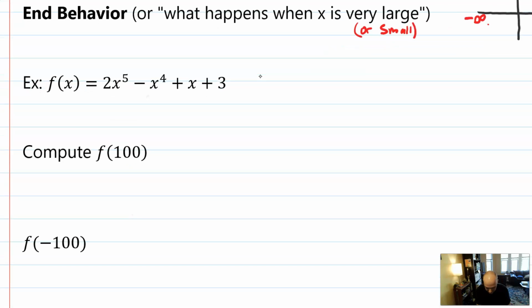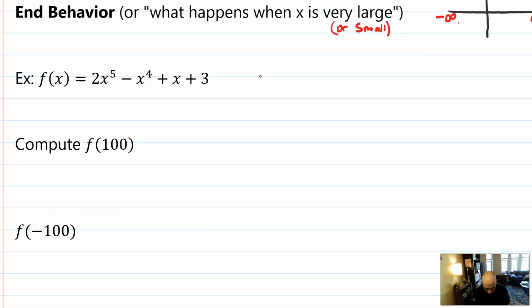So here I have a fifth degree polynomial, 2x to the fifth minus x to the fourth plus x plus 3. And I just want to plug in the number 100. So the terms in order would be 2 times 100 to the fifth, minus 100 to the fourth, plus 100, plus 3. I'm not going to add everything up, but I am going to simplify this a little bit.